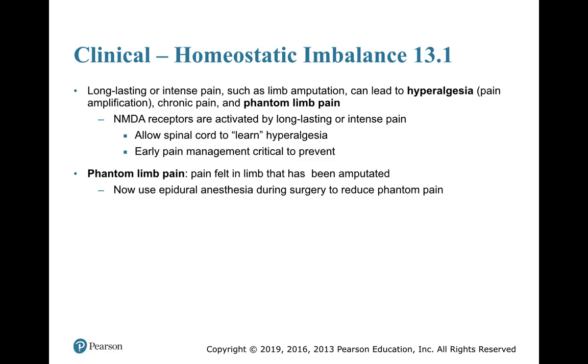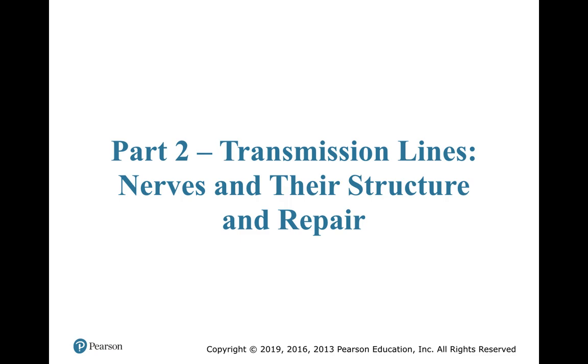Phantom limb pain is pain that's felt in the limb that has been amputated. And the use of epidural anesthesia during surgery can help reduce phantom limb pain. One thing to be aware of is that even though that limb is gone, that part of the brain that has been receiving signals from that limb is still there. It shouldn't be receiving signals, but the ability to do that is still there. So that may be part of phantom limb pain. I will stop there, and then we will look at nerve transmission.